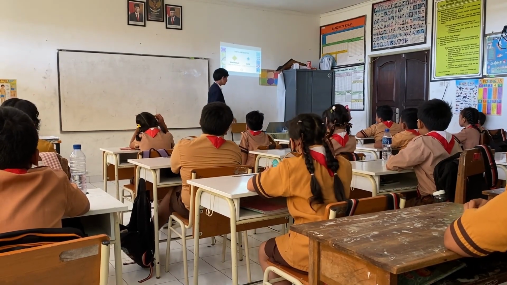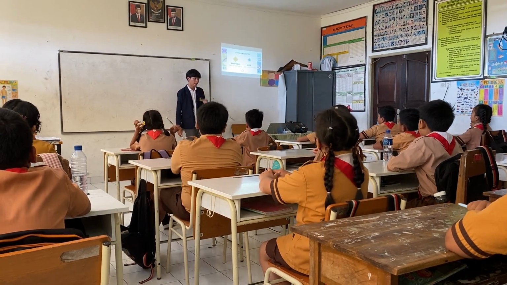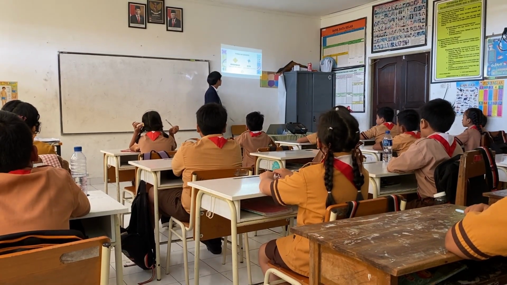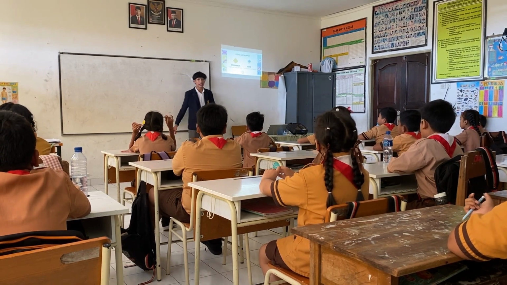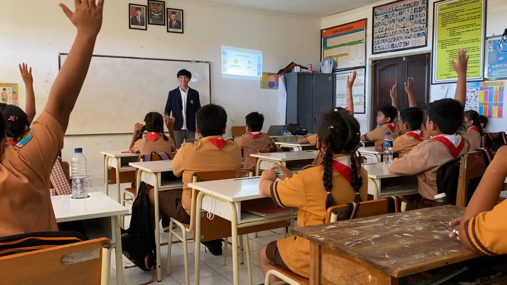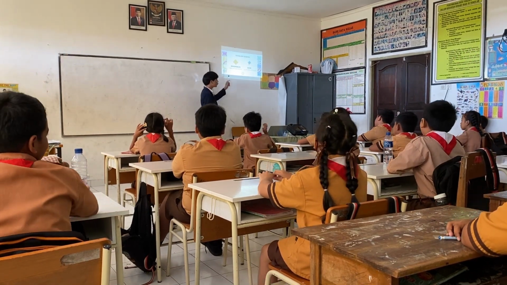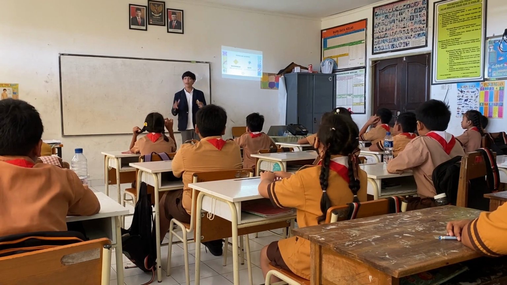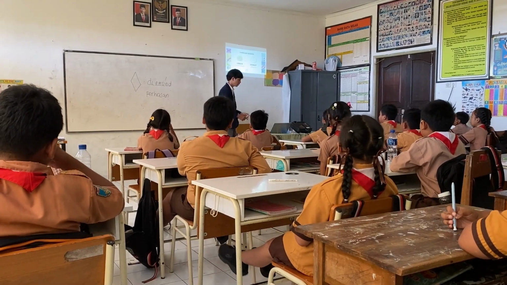Okay, so we are going to move to the next shape. The next one is rhombus. What is rhombus in Indonesian? Okay, belah ketupat. And I'm going to ask a question again. How many sides does a rhombus have? Okay, so a rhombus has 4 sides. So it's the same as a square.